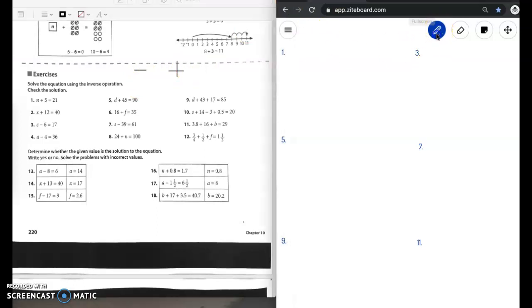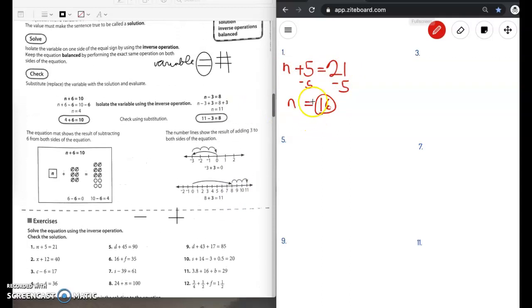So let's try number 1 over here. N plus 5 equals 21. Great. Now, what is the inverse operation of plus? If you said minus, you are correct. So I'm going to do minus 5 here, minus 5 here, and that will bring me to 5 minus 5 is 0, so we don't have this anymore. That's why there's only N left. And then 21 minus 5 is 16.